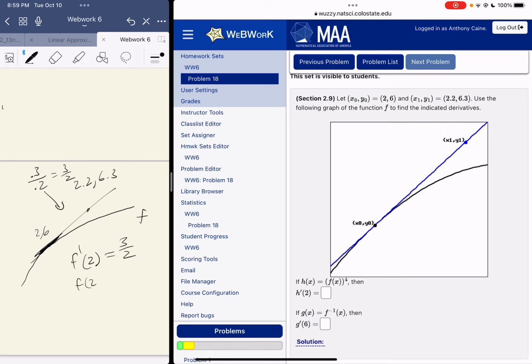Whereas f at 2 is equal to 6. That's why there's a 6 there. That's why that point is a point of tangency. It lies on your curve. Okay, so those two things will be useful.